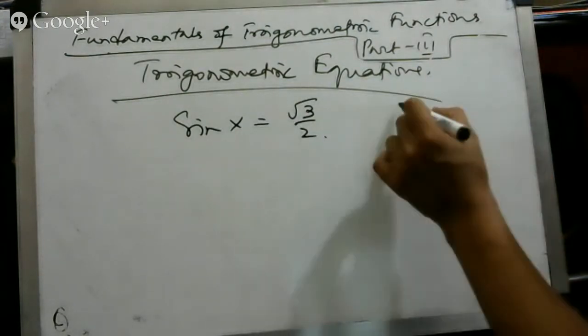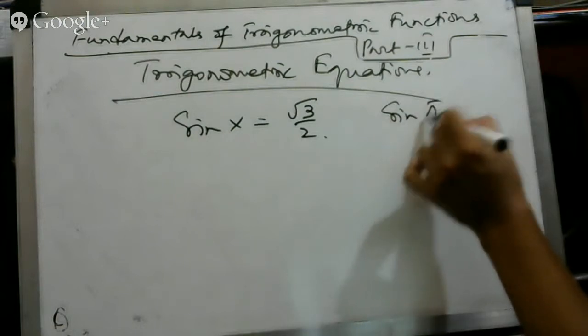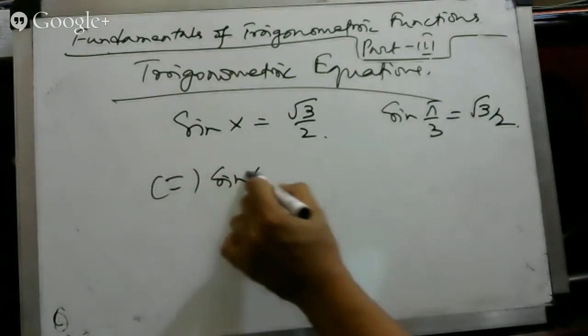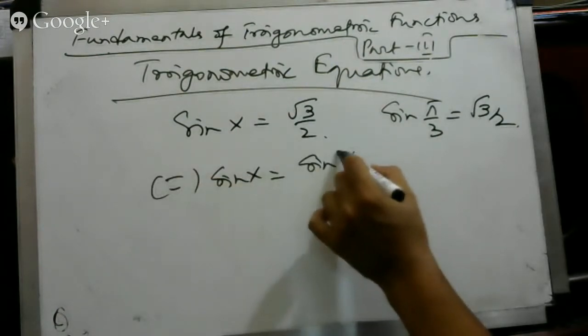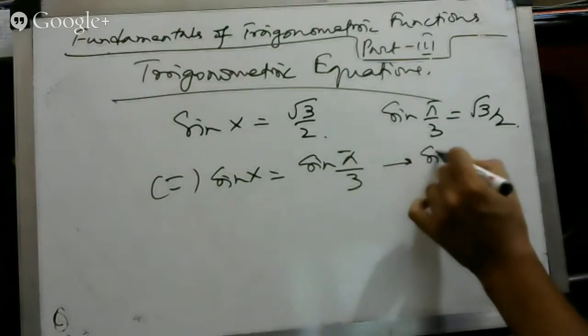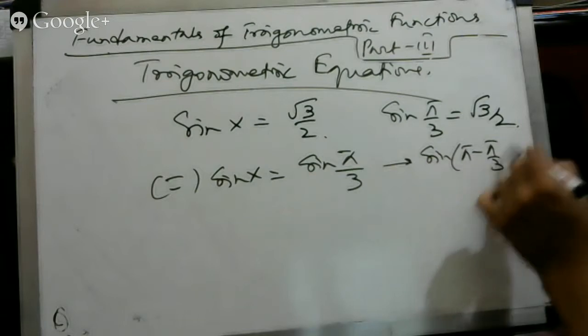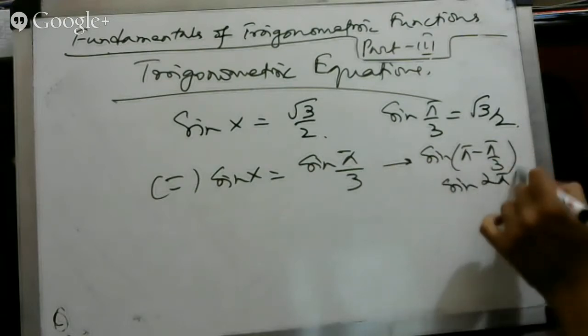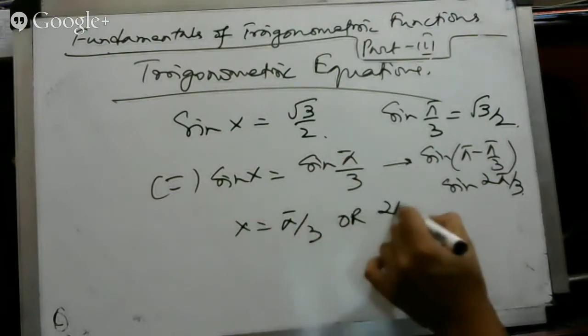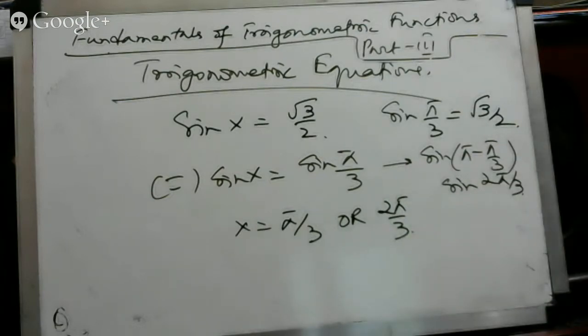So we know that sine of pi by 3 is equal to root 3 by 2. So this implies that sine of x is equal to sine of pi by 3. Now, sine of pi by 3 also can be written as sine of pi minus pi by 3, which is equal to sine of 2 pi by 3. So x is equal to pi by 3 or 2 pi by 3. So these are the solutions, and this is the way we use trigonometric equations.